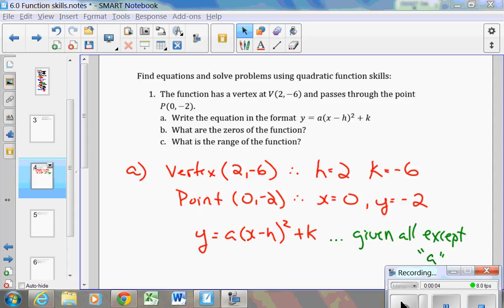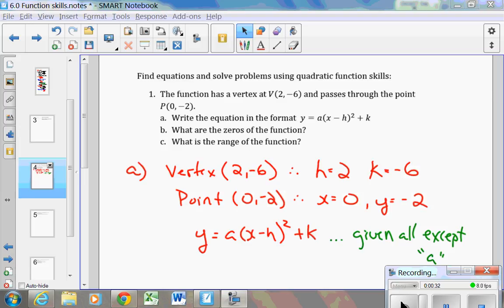This is example number 1A on page 2. You're given information that uniquely describes a quadratic function, and we want to be able to write that equation in a variety of forms or find other properties of that function. In example number 1, you're given a vertex, so you're told the h value is 2 and the k value is -6. That's what the vertex tells you. You're 2 to the right and 6 down.